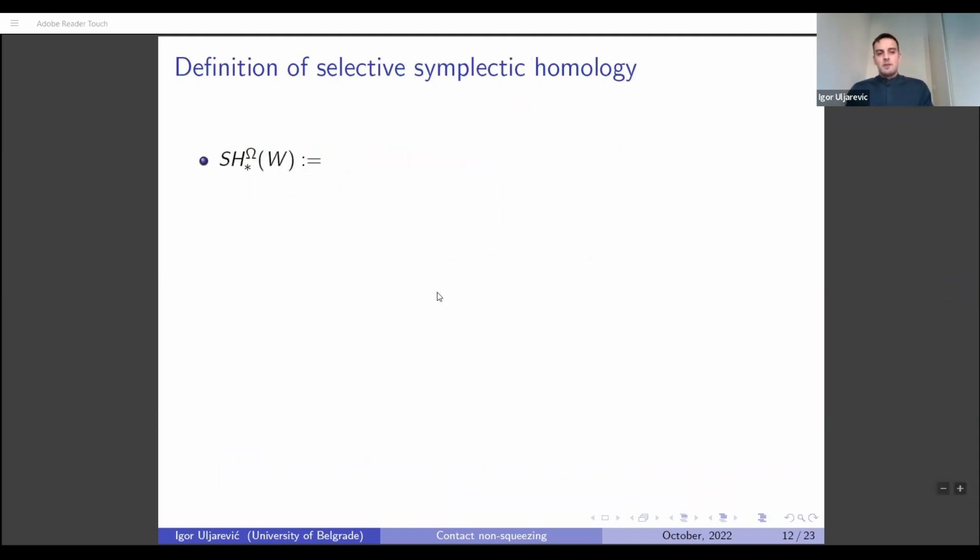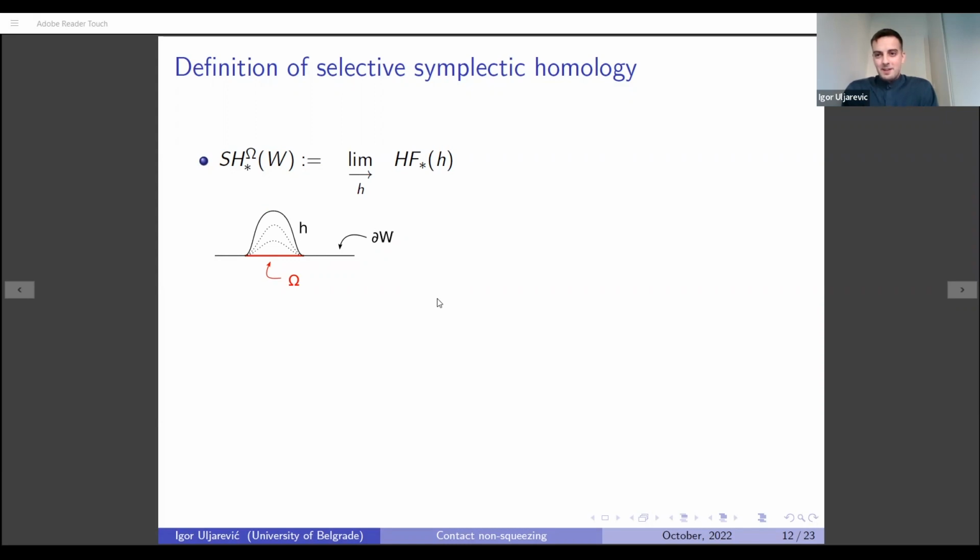Now, ideally, we'd like to define symplectic homology by taking the direct limit of Floer homologies when the limit goes through the set of all contact Hamiltonians that are supported in omega. So something like this. This line represents the boundary of W. The red segment represents the open subset omega. And this is a graph of some contact Hamiltonian H. So ideally, we'd like just to take the direct limit when H becomes bigger and bigger.